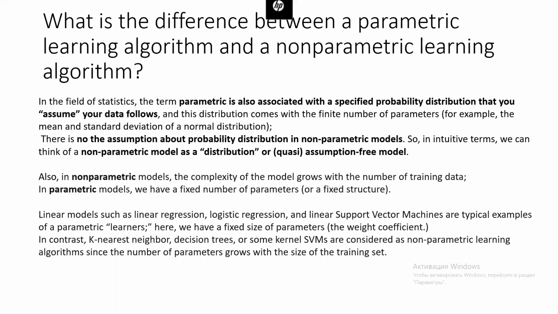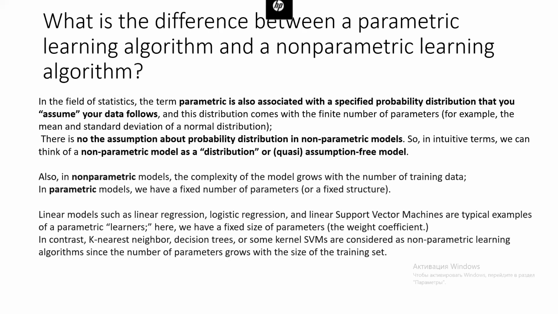So linear regression, logistic regression, and linear support vector machines are parametric learners. For example, in linear regression, we calculate the B0 and B1 coefficients using a simple expression, and the calculation complexity does not depend on the size of the data set. And we have some weight coefficients in this case.